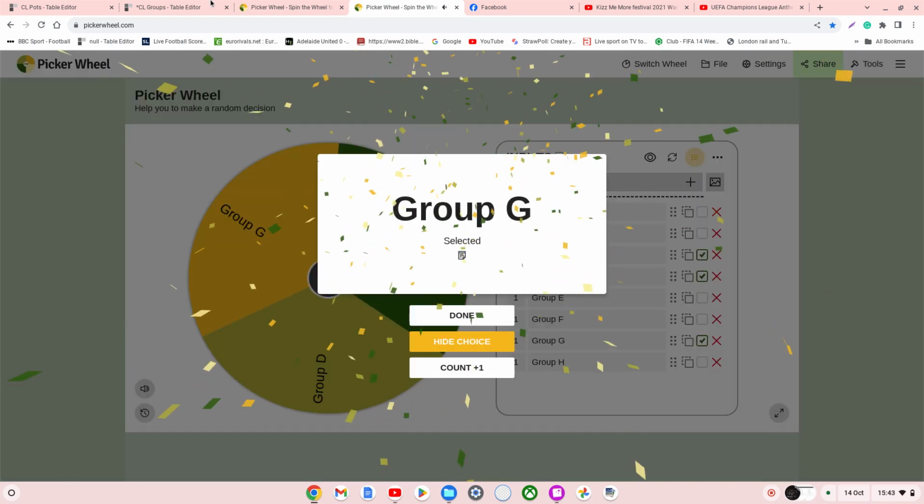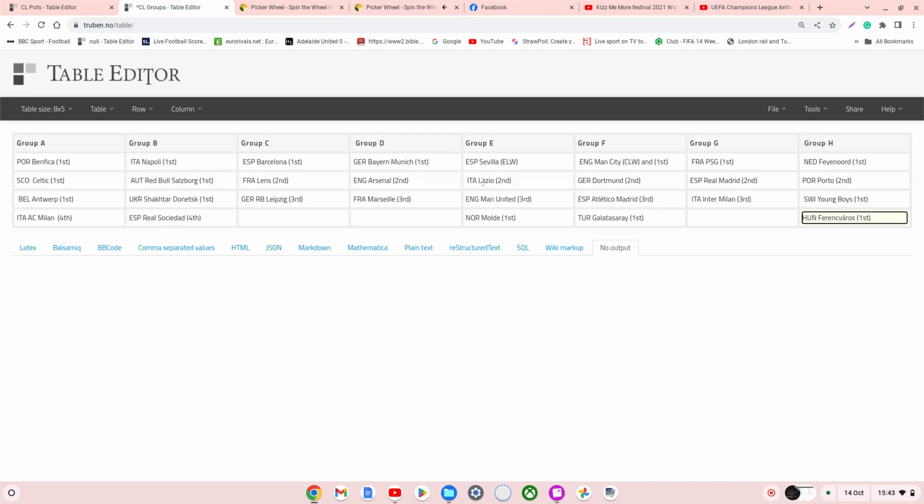And it's Group G. They'll be in Group G, Copenhagen, and their opponents are AC Milan, Inter Milan, Real Madrid, and Paris Saint-Germain.